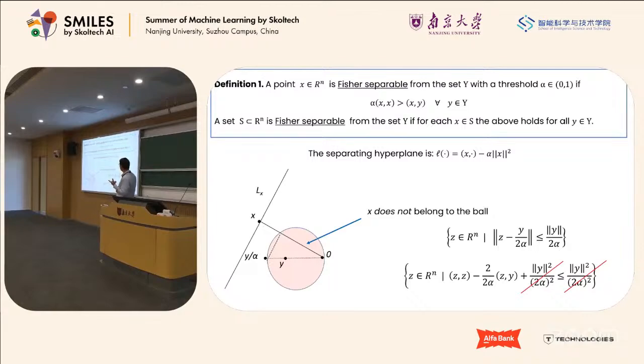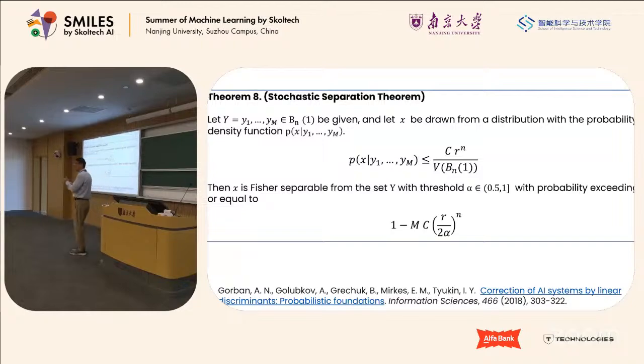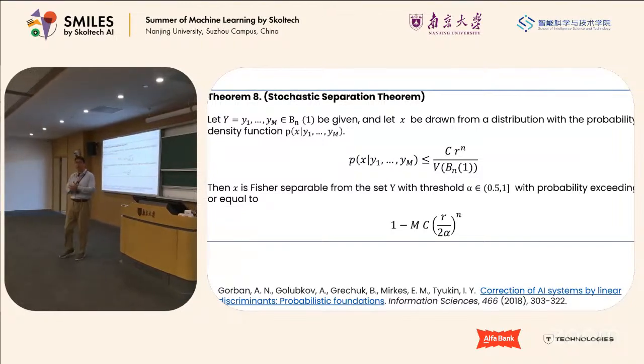It's very easy to see why this is happening, because if you define this ball as I just drew and expand those norms, you'll see that certain things will cancel out, and this inequality can be equivalently restated as the property that x does not belong to this ball. It will be important later. And here comes the punchline.